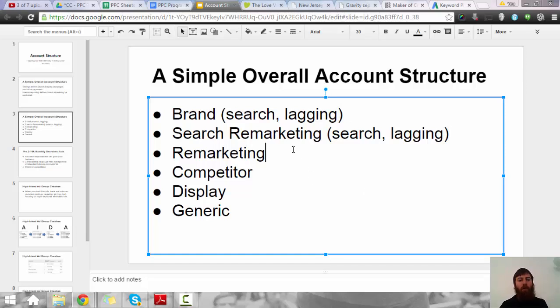Remarketing is display advertising, and it's also a lagging campaign. This is not going to help new people find your company, but it is going to help bring more of those people already familiar with your company into the fray and turn those people into solid leads, turn them into customers, sales, or just get them to contact your company in some way.